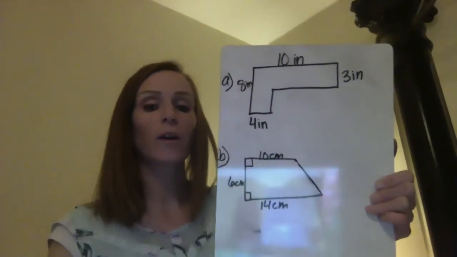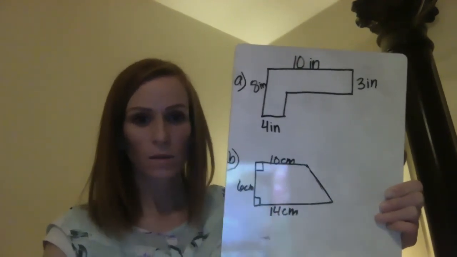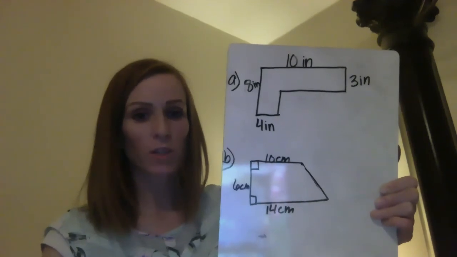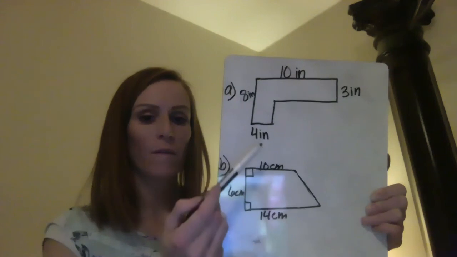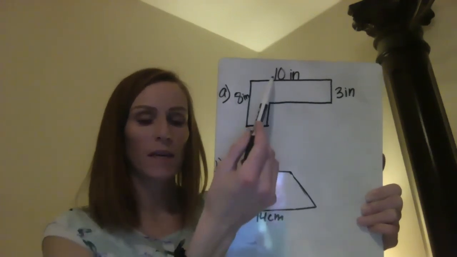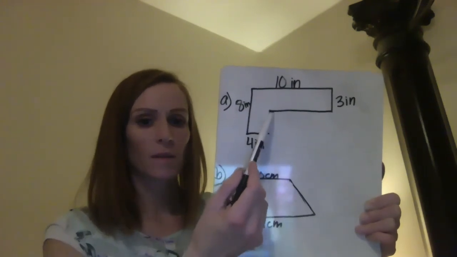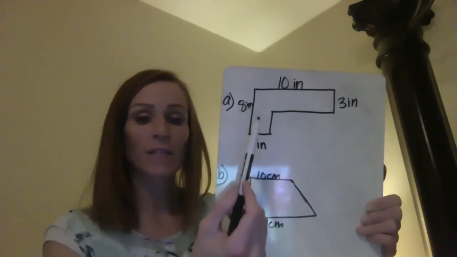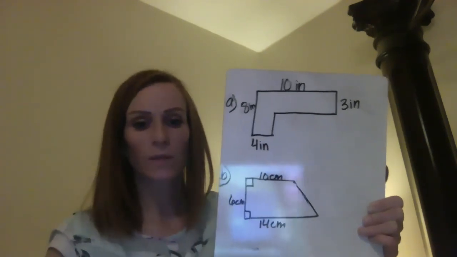Okay, here are your practice problems. You can pause this so that you can write these down. I want you to draw the shapes. So the first one, we have 8 inches, 4 inches, 10 inches, and 3 inches. Okay, so you can cut this way and make a rectangle and a little square, or you can cut it that way and have 2 rectangles.